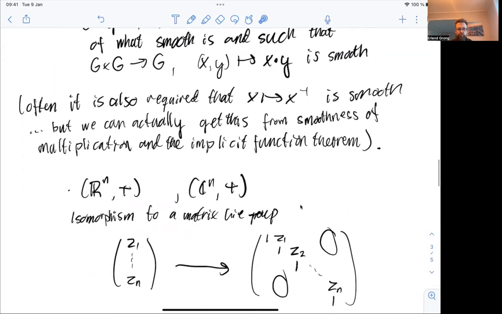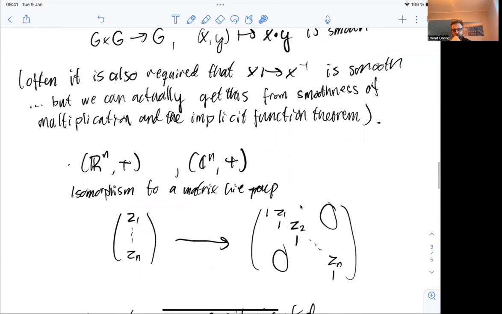So some examples of Lie groups in this setting are, of course, Rn with plus or Cn with plus. They are not matrix Lie groups, but are Lie groups because adding things is a smooth operation. You can see them as matrix Lie groups, but then you have to see them as the group of matrices like this that gives you an isomorphic Lie group.